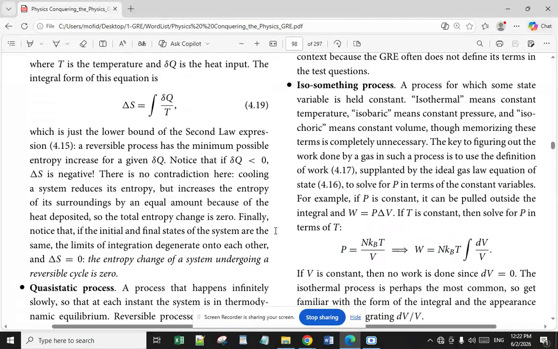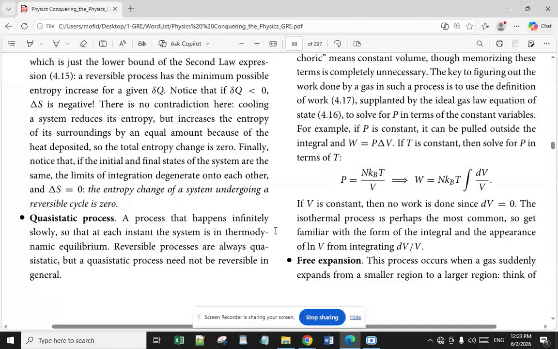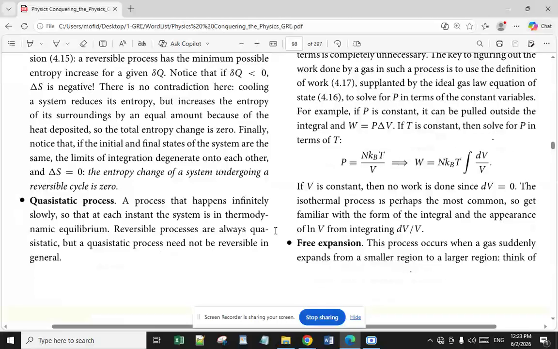Cooling a system reduces its entropy, but it increases the entropy of its surroundings by an equal amount because of the heat deposited. So the total entropy change is zero. Finally, notice that if the initial and final states of the system are the same, the limits of integration degenerate onto each other, and delta S is equal to zero. The entropy change of a system undergoing a reversible cycle is zero.